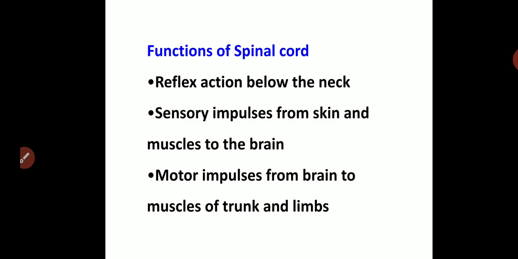And the motor responses, whatever movements or action has to be shown by the muscles, that is taken from the brain to the limbs. Then the spinal cord is also a reflex center which controls all the spinal reflexes, where the brain is not involved. It mainly controls all the reflexes below the neck.